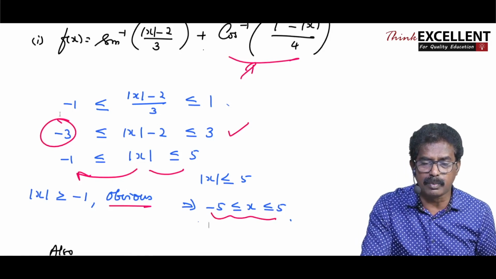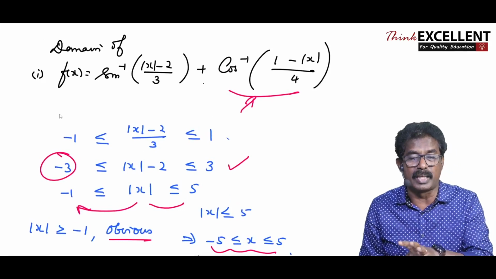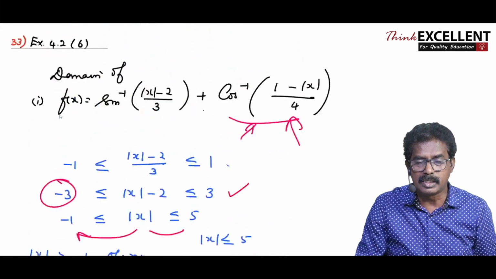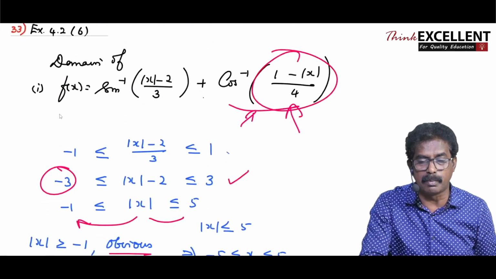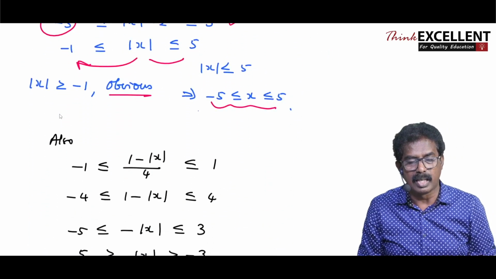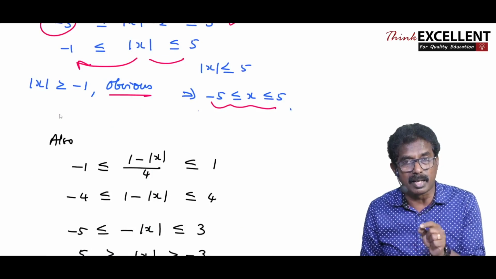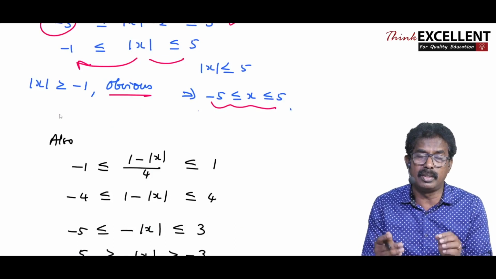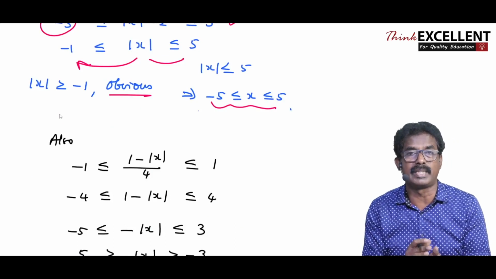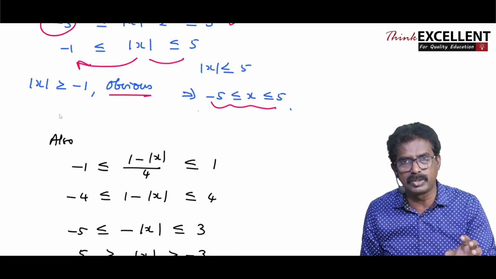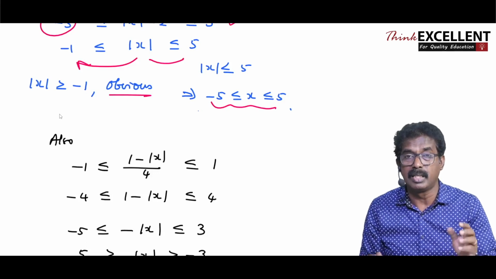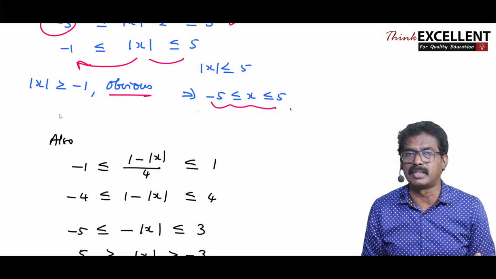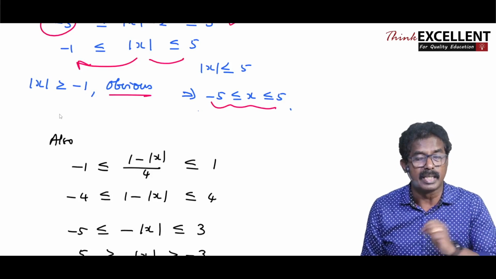Now we take the second one, cos inverse. Same way you can do that. So cos inverse of this. Here also this part must lie between minus 1 and plus 1. Again we want to find modulus x. And there is a minus, so be very careful. When you multiply or divide by a negative number, the inequality reverses. Less than becomes greater than, greater than becomes less than. Same way when you take the reciprocal also, the inequality reverses.